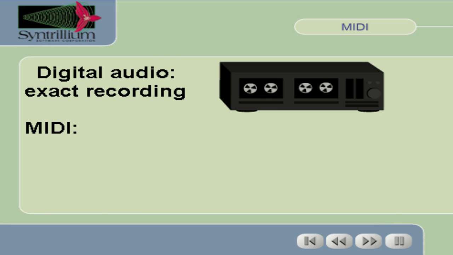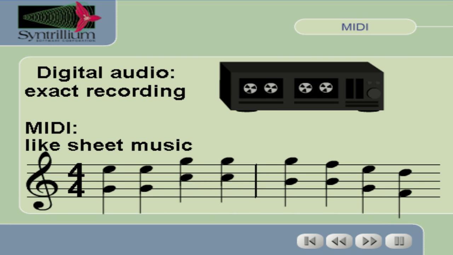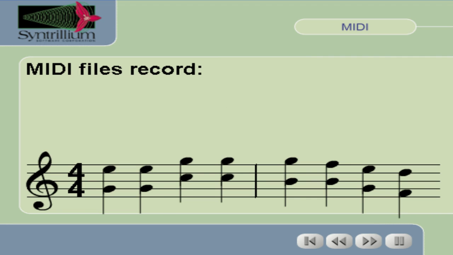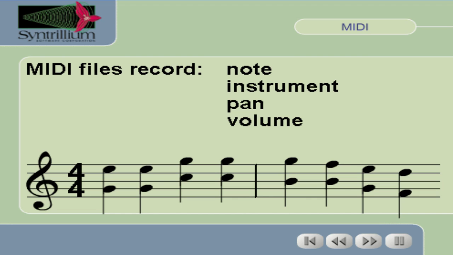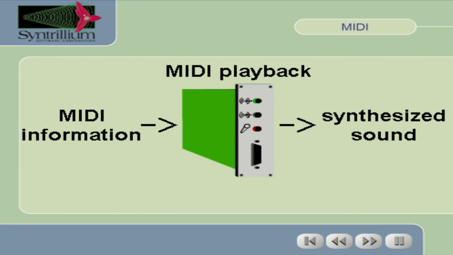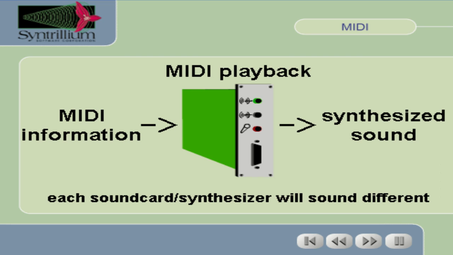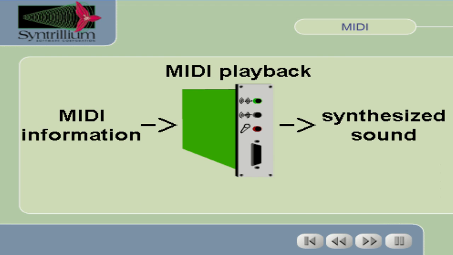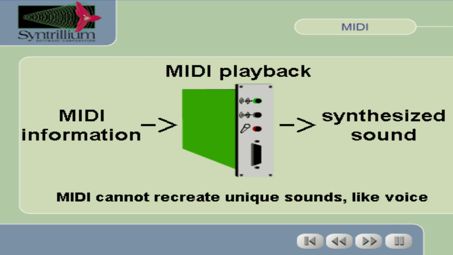MIDI, on the other hand, is more like sheet music. It acts as instructions for the recreation of a musical selection. MIDI files record information such as the note to be played, the instrument to play the note on, the pan and volume of that particular note, and so on. When a MIDI file is played back, the sound card takes this information and uses its synthesizer to recreate the note on the right instrument. Because every synthesizer sounds different, the MIDI file will sound different depending upon what sound card plays it back. Also, a MIDI file cannot record sounds that cannot be resynthesized from short instructions, like a voice.